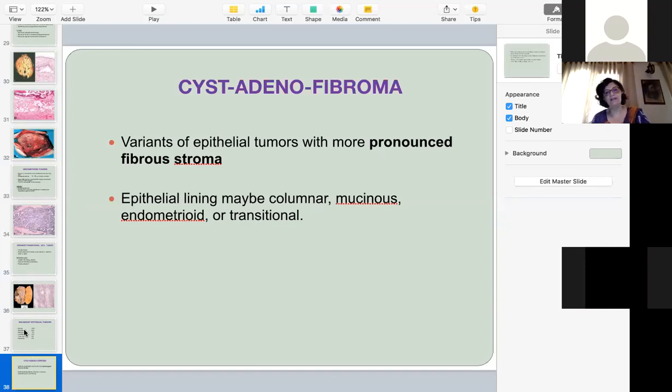It can be either mucinous cystadenofibroma, serous cystadenofibroma, endometrioid cystadenofibroma, or transitional cystadenofibroma. They are all benign tumors, but with a pronounced fibrostroma. And depending on the lining epithelium, they are named according to that: serous, mucinous, endometrioid, or transitional.